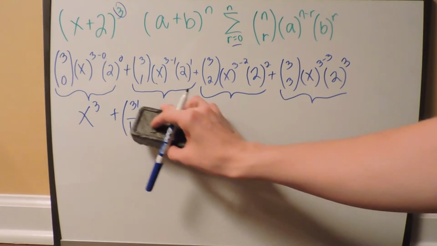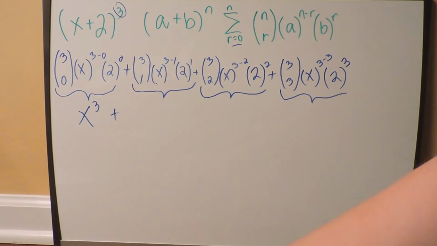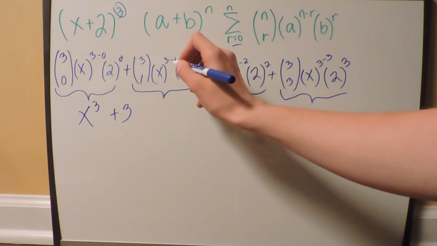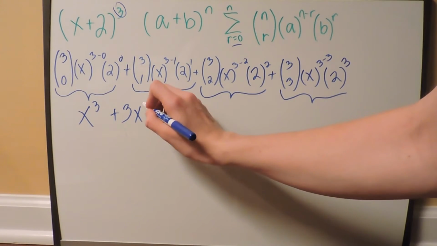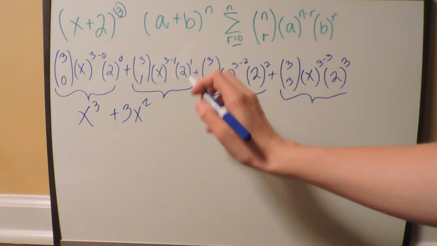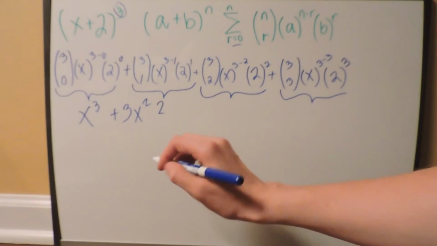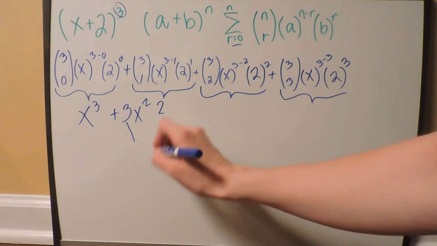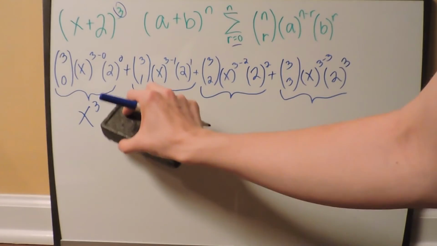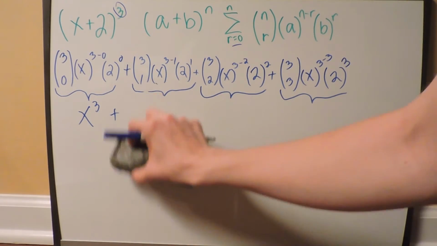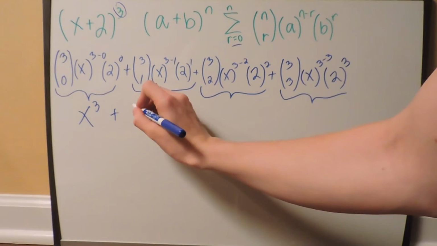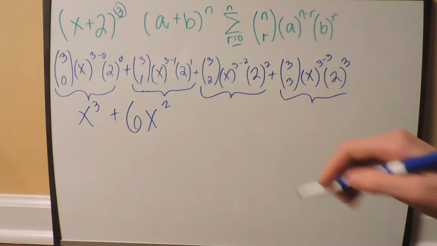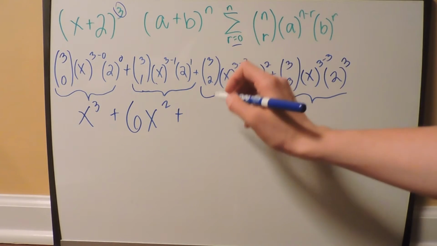So this whole term just equals 3. And we multiply it by x to the third minus 1. So it's going to be x squared, right? And then we have 2 to the first power, which is just going to equal 2. So we can actually multiply this 3 and the 2, and we get 6, right? So we can do 6x squared, and that's going to be our second term. 6x squared. Perfect.